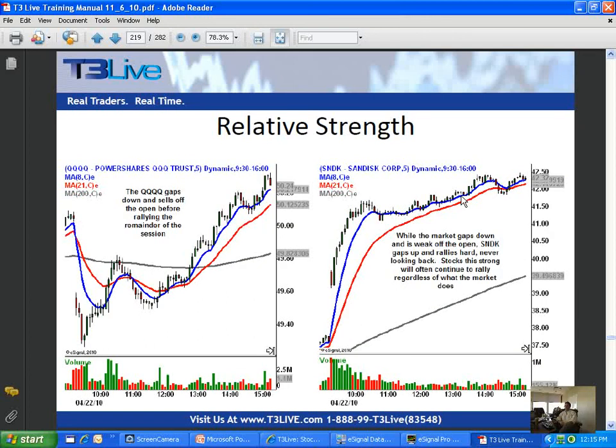Same concept here with the Qs. The Qs gap down, okay? So already you have divergence because the Qs are gapping down and the stock to the right, which happens to be SanDisk, is gapping up. So you can see that divergence in the gap. You have a stock that's gapping up versus a market that's gapping down. Okay?